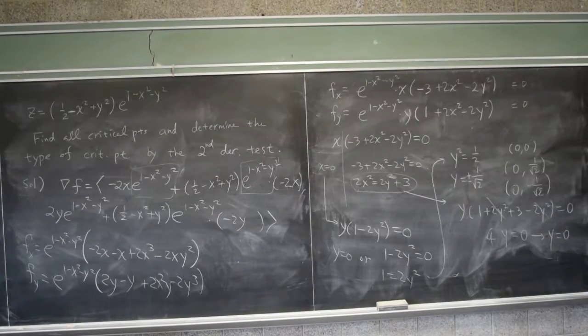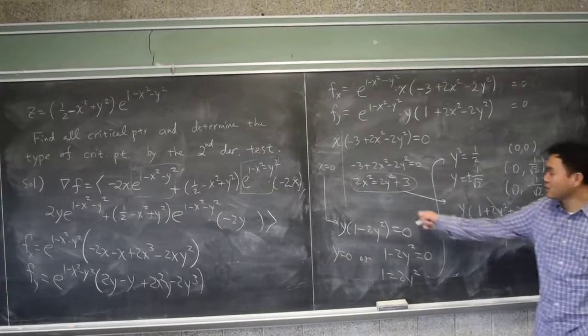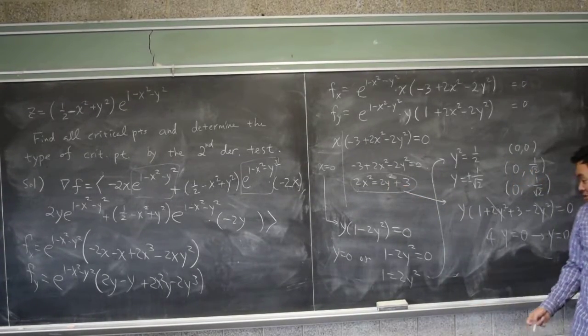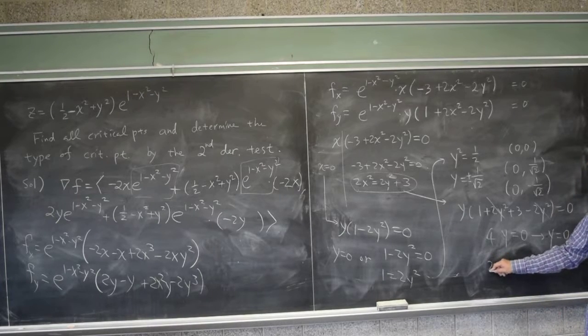So if y is equal to 0, I can plug that back in here to get the x value. So what is x? 2x squared is 3. So x squared is 3 over 2. So you get the square root, plus minus square root of 3 over 2.